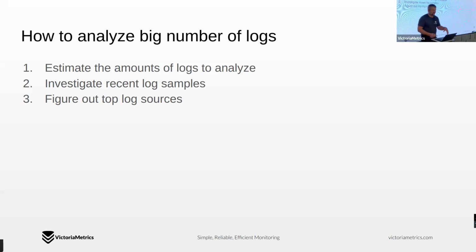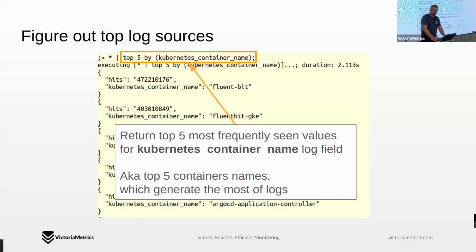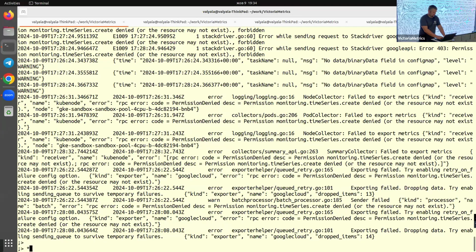What to do next when you have investigated recently ingested logs, applied some filters, and refined this query? The next thing, which is quite common, is to figure out the top sources of these logs. This can be performed with the top command. This query selects all the logs, 2 billion of logs, and then performs the top command on these logs. This top command selects the top 5 most frequently seen values for the Kubernetes container name log field. In other words, it selects the top 5 container names which generated most of the logs over the whole lifetime of this VictoriaLogs instance. So let's perform this query in our interactive vlogscli.